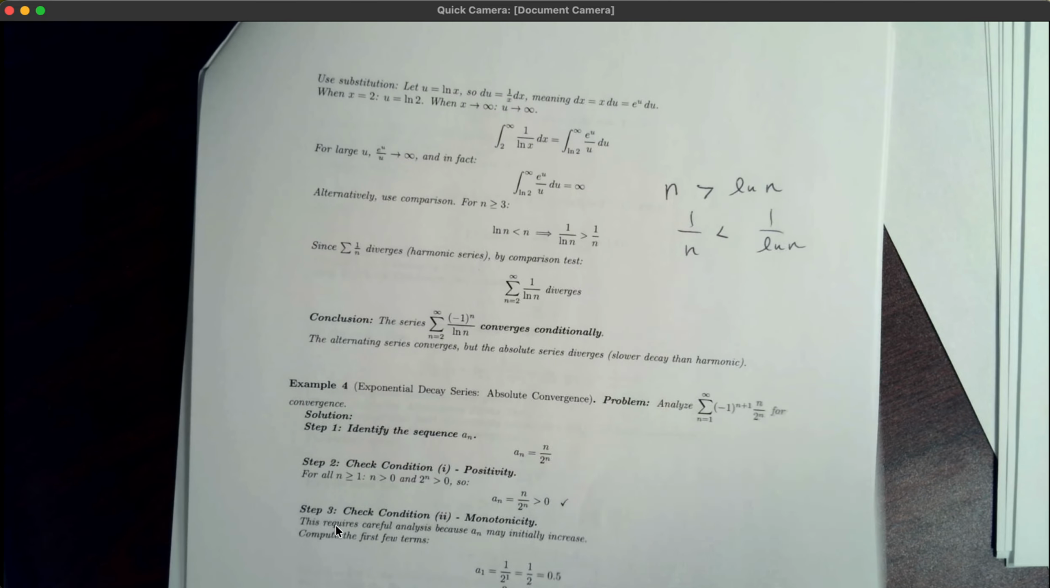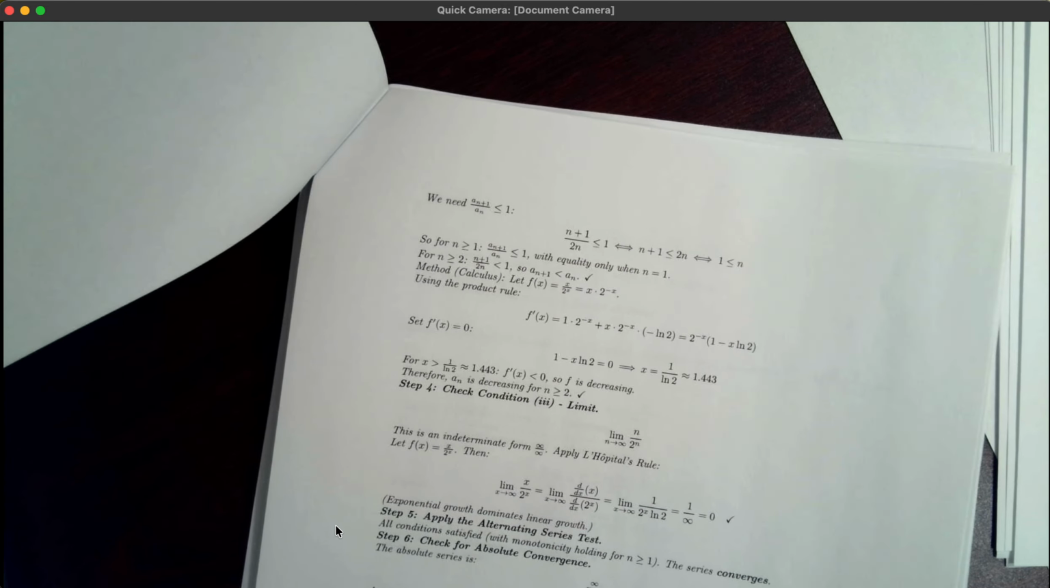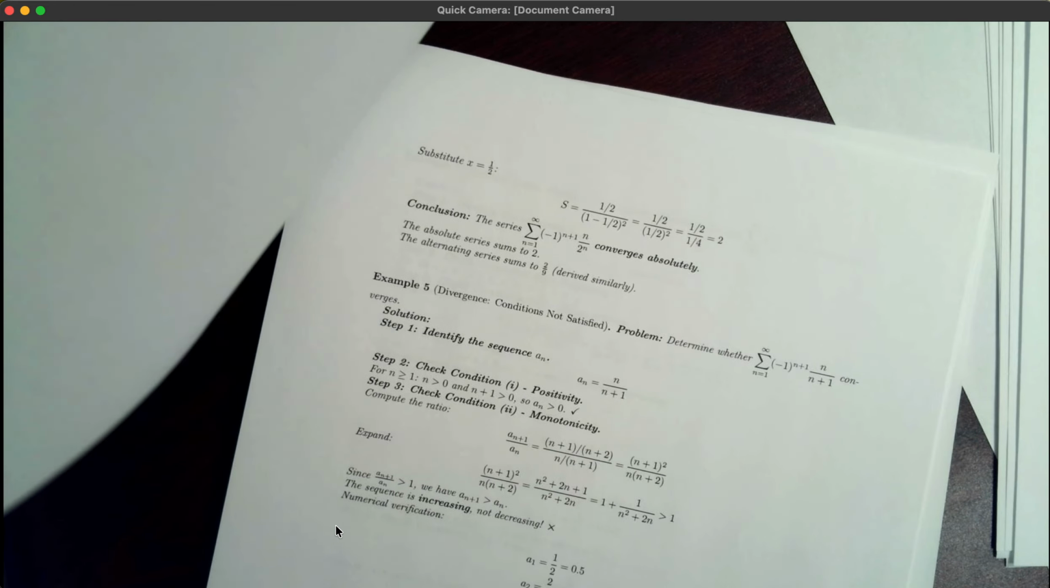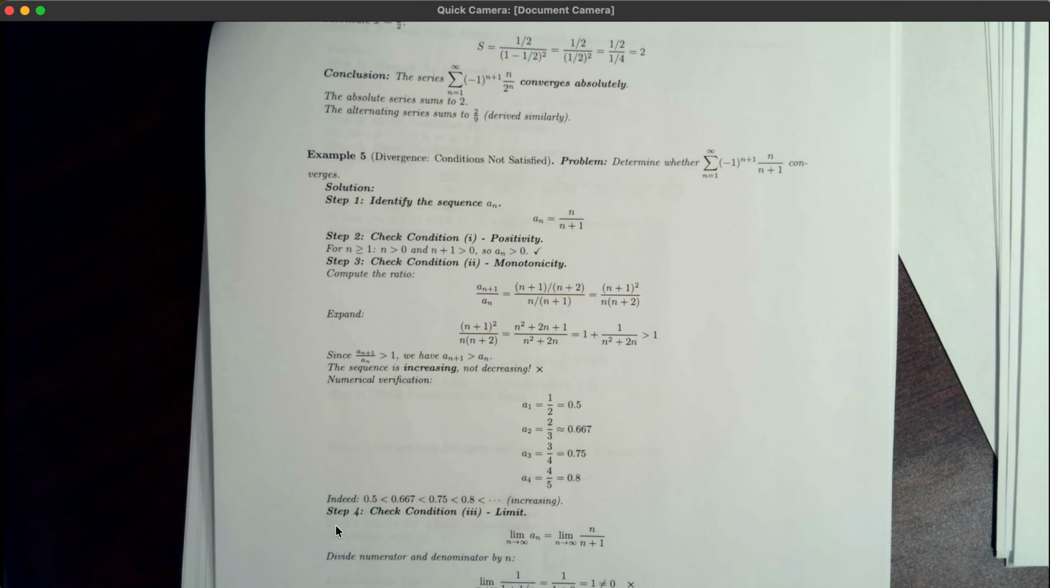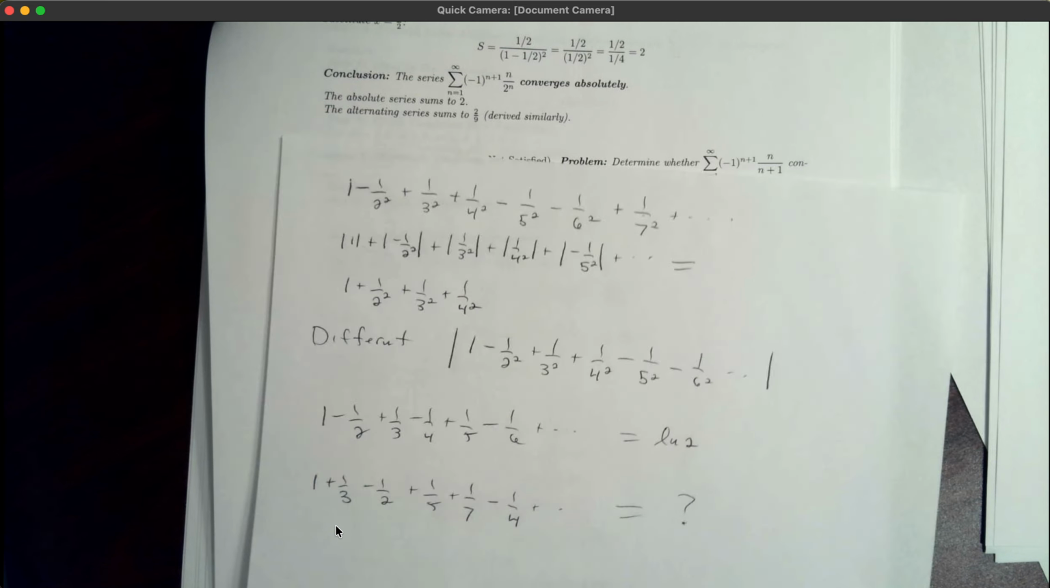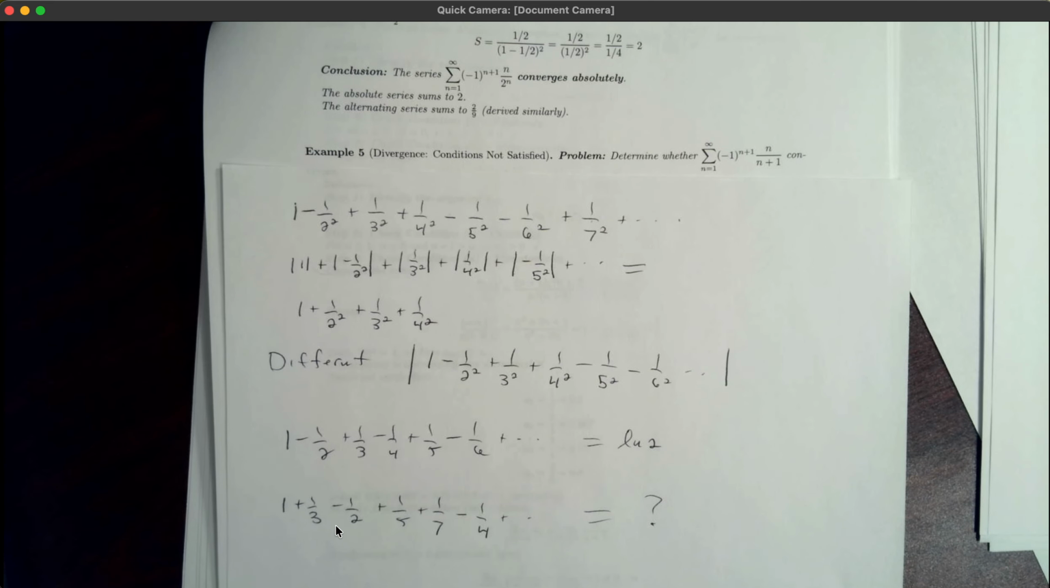All right, so I invite you to look at example 4 on your own. It's a similar problem. Let's look at one that does not satisfy the alternating series test. This is important, a divergence problem. So why don't you pause the video and try to do the alternating series test on this particular infinite alternating series. Give it a try. You could pause the video for a minute.